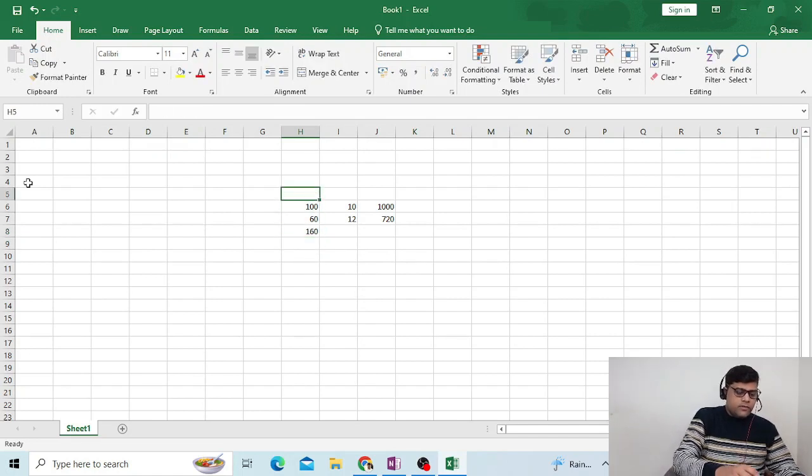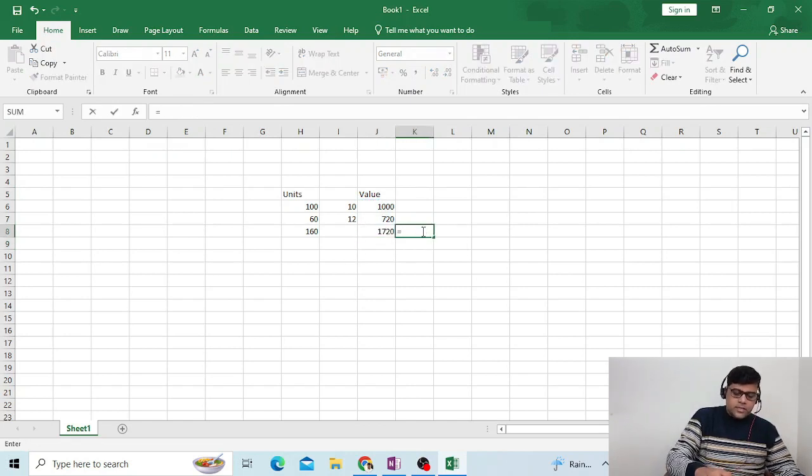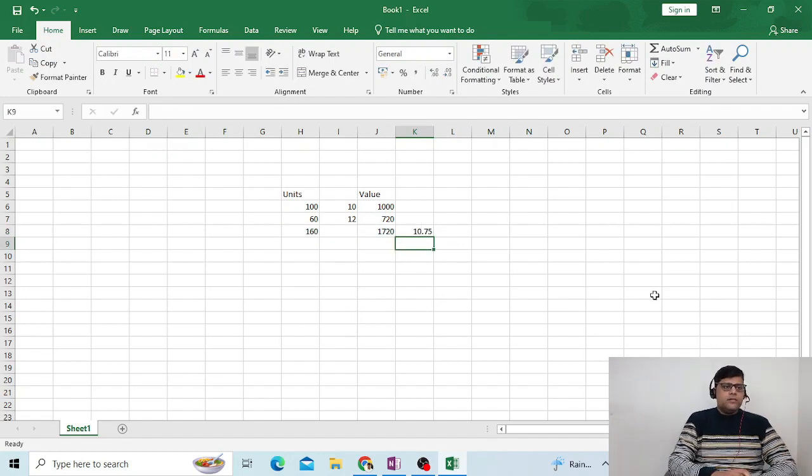So now we have total inventory units. This is your units, and this one is your value. So our total value is this one, and our moving average price is 10.75. This is our moving average price.